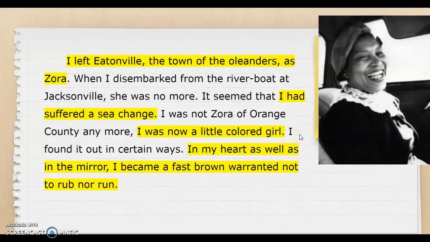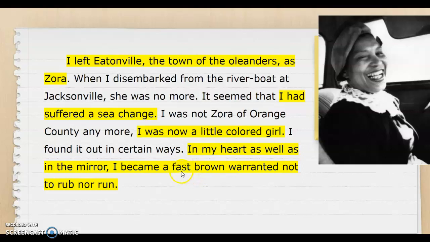And so now she's, for the first time at age 13, figuring out what it means to be Black American. And then she says that in my heart, as well as in the mirror, so she knew it in her inner self as well as being able to see it, I became a fast brown, warranted not to rub or run. Fast brown means like a permanent dye. So if something's color fast, it means that it's not going to run, it's not going to fade, it's not going to rub off. It means it's permanent and it's fixed.